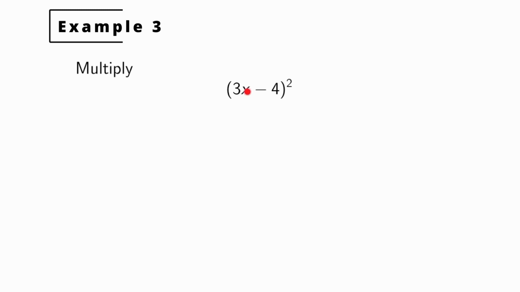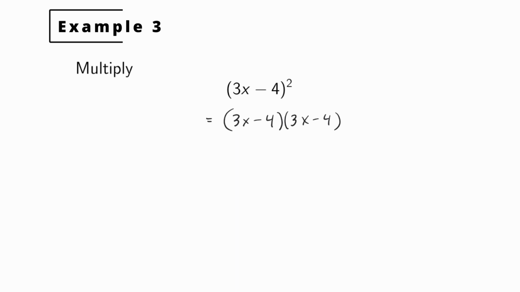Here's our third example. We have the binomial 3x minus 4 squared. Now it's important to understand that this just means 3x minus 4 times 3x minus 4. Like in the last example, there is a pattern here, but let's use the FOIL method, and then we can see if we can understand the pattern at the end here.